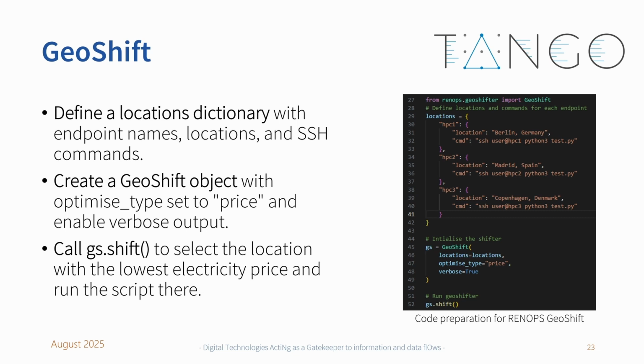In this example, we will set the optimized on type parameter to price, so the tool will select the location with the lowest electricity price. Finally, call the GeoShift method. This will fetch the current electricity price for each location, compare all locations to identify the one with the lowest value, and then execute the corresponding SSH command on the optimal endpoint, running the script remotely at the best location.